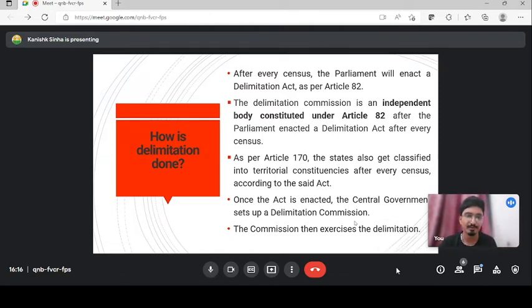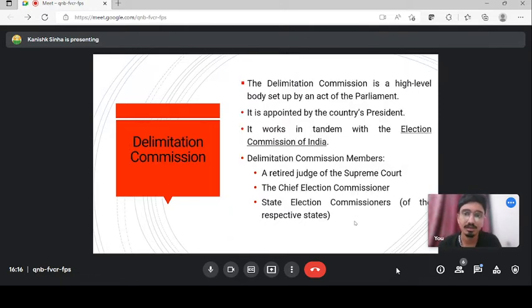Constitutional provision is very important: Article 82 and Article 170. It is the central government which sets up the Delimitation Commission. This is also an important point to mention. Next slide. So as I've told you, the Delimitation Commission is set up by the Parliament and appointed by the President, and it consists of a retired Supreme Court judge, the Chief Election Commissioner, and the State Election Commissioner of the respective state. These are all important points.